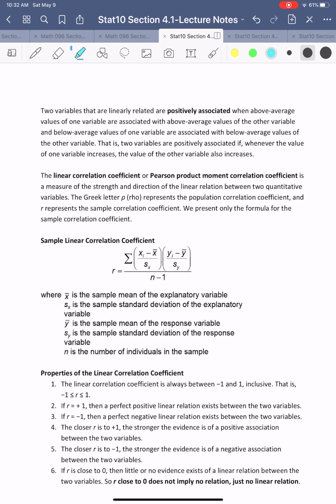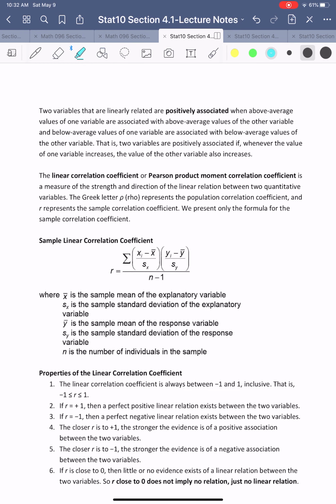So let's look at that. Two variables are linearly related, positively associated, with above average values of one variable associated with above average values of the other variable, and below average values of one variable associated with below average values of the other variable. Two variables are positively associated if whenever one variable increases, the other one also increases. Actually this is kind of repeated from before.